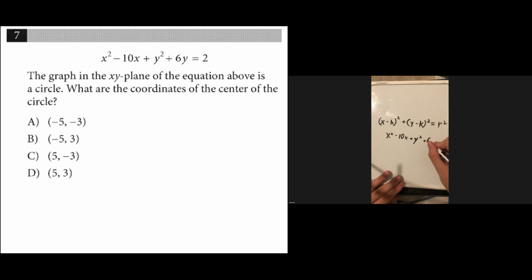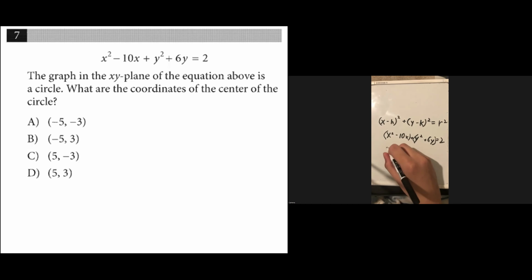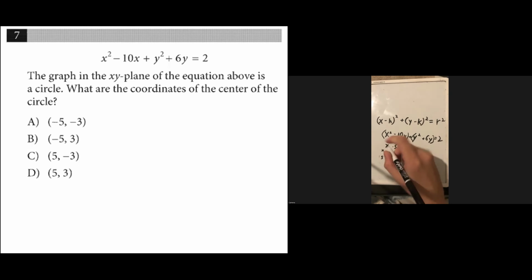And so first let's just divide up the x variables and the y variables. We have x squared minus 10x, and we need to get it into the form (x minus h) squared. So how do we do that? Well, x plus what times x plus what, we have to get that to equal negative 10x. And so what would that be? That would be x plus 5 and x plus 5. No, sorry, it would be x minus 5.